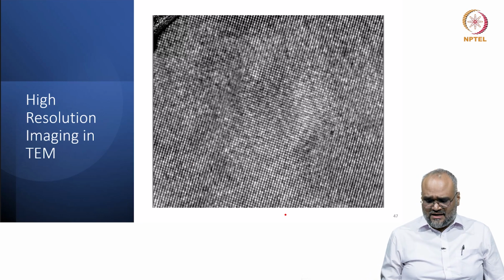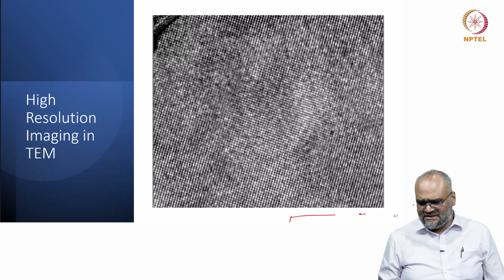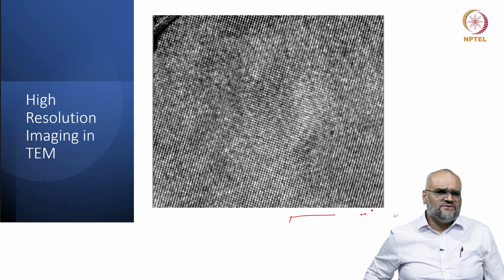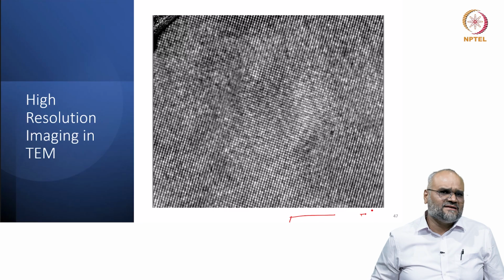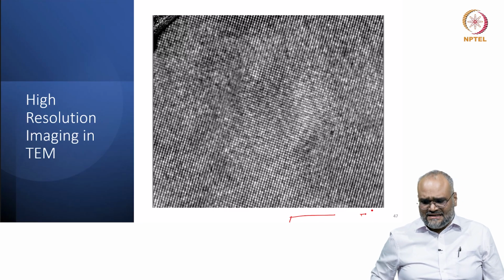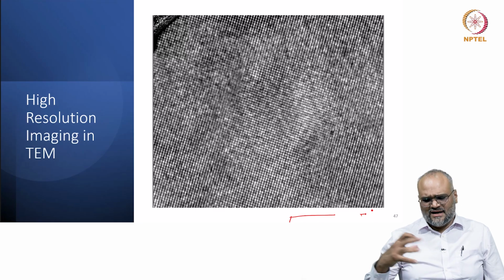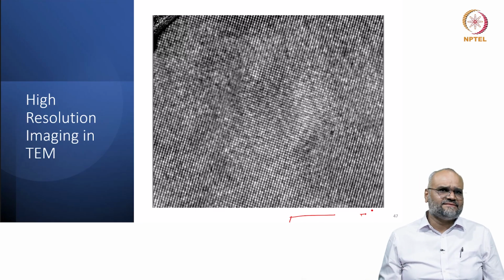Remember, this is not an image of the atoms, but an image of the atomic columns, and this is a high resolution image of the lattice fringes. Do not assume that these are actually individual atoms; these are atom columns, or what are called lattice fringes, and the periodicity you see here is a consequence of the periodic arrangement of atoms within a crystalline lattice.